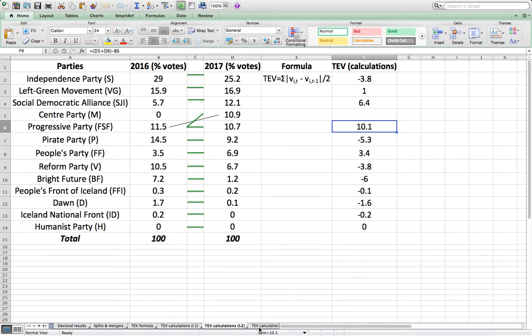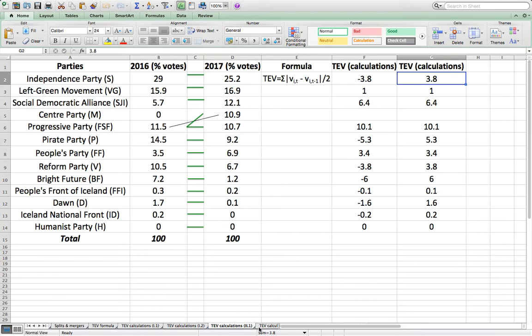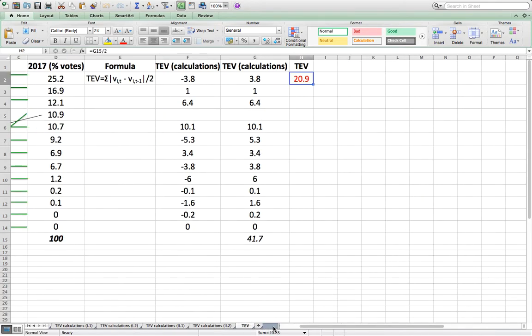We have now calculated all the differences in the percentage of votes for each of the parties between the two elections, and what we need is the absolute numbers that we have in column G. Later, following the Pedersen index of electoral volatility formula, we have to add up all the differences in the percentage of votes between two elections for each of the parties, and finally divide that sum by 2. And we arrive at the final score of total electoral volatility for the 2017 elections in Iceland.